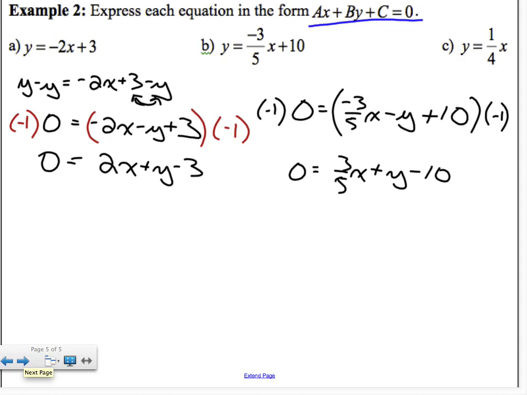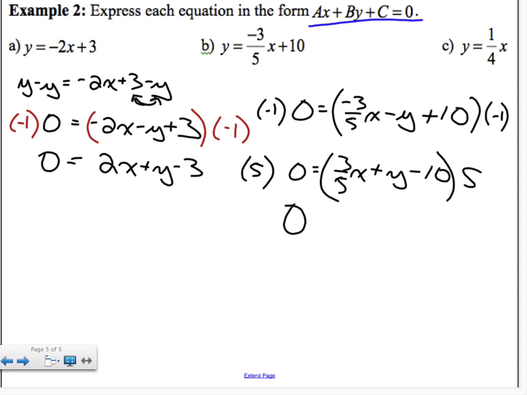Is this in standard form? Argue no. What were the requirements? A has to be positive. A is positive. They all have to be integers. Just multiply all of them by 5. Yeah, so basically you take the lowest common multiple of all your fractions. Here we only have one, and we're going to multiply everything by 5.